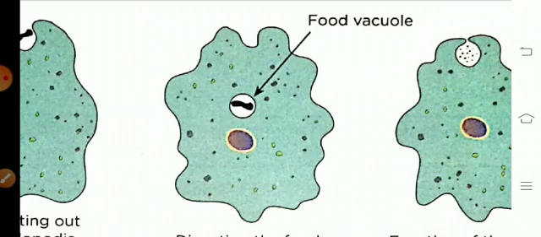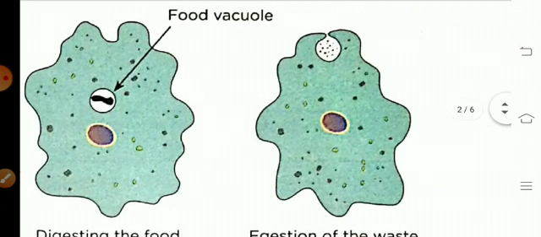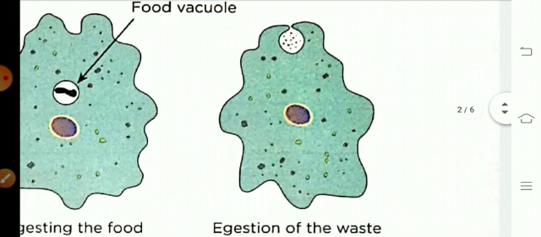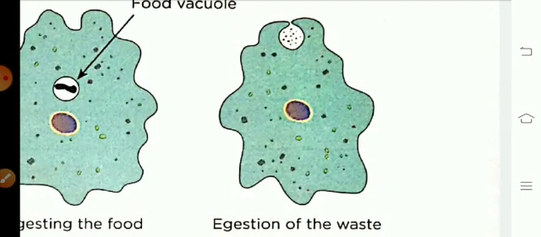The vacuole with the undigested food then moves towards the edge of the body and bursts open to throw out the waste. This process of removing waste from the body is called egestion. Okay, here in figure number 4, egestion of the waste.